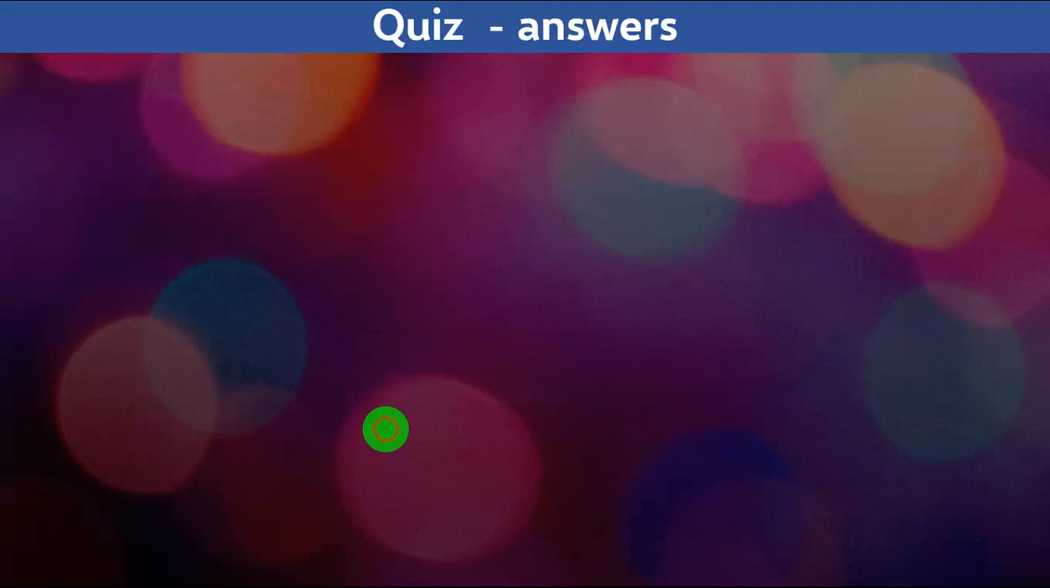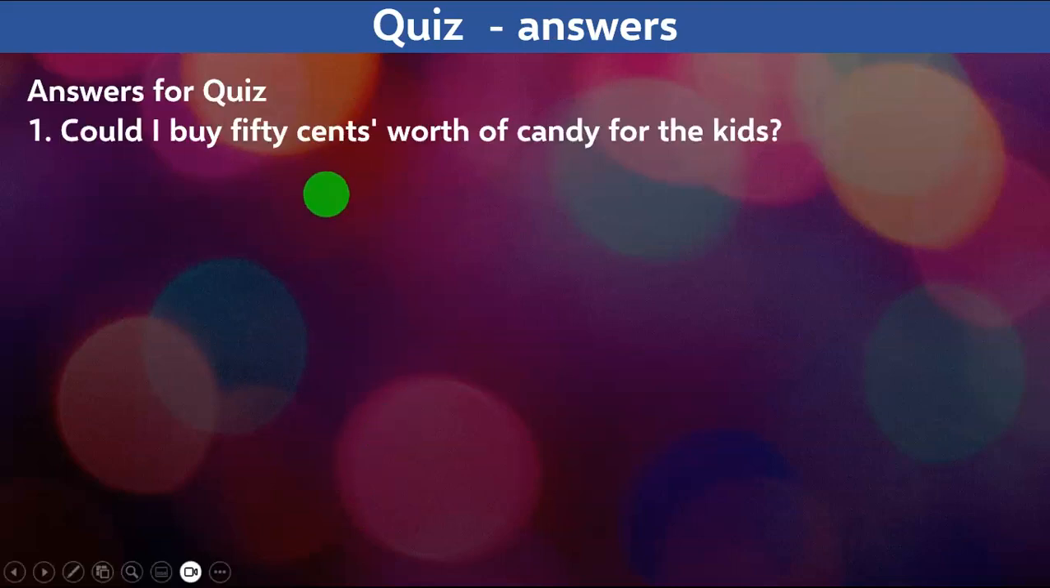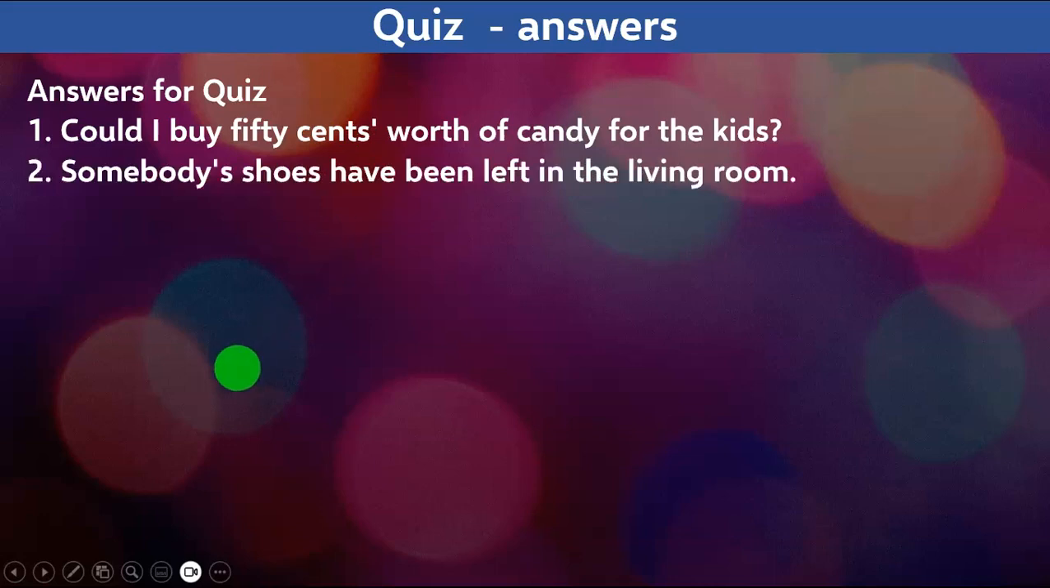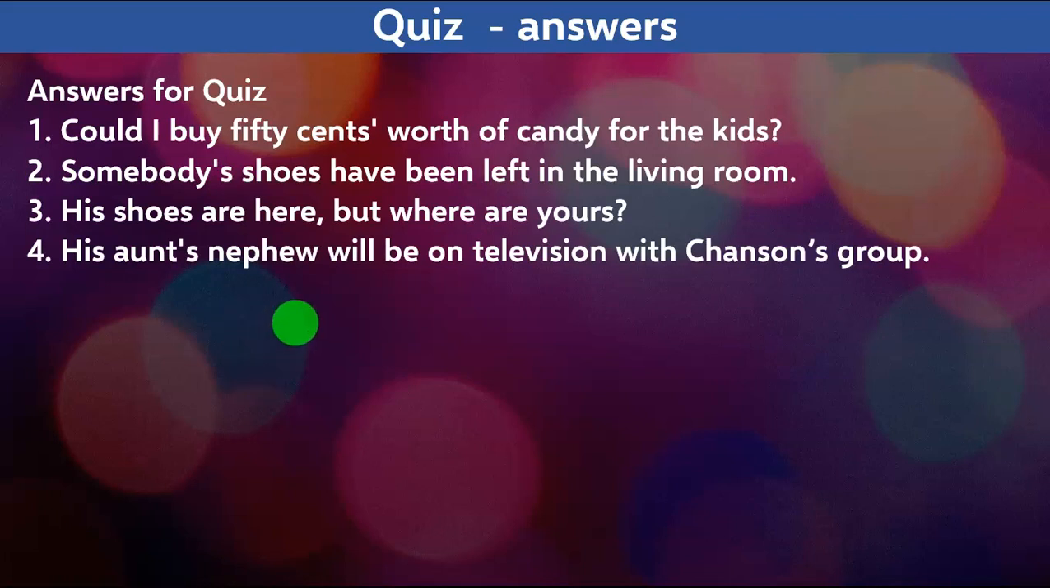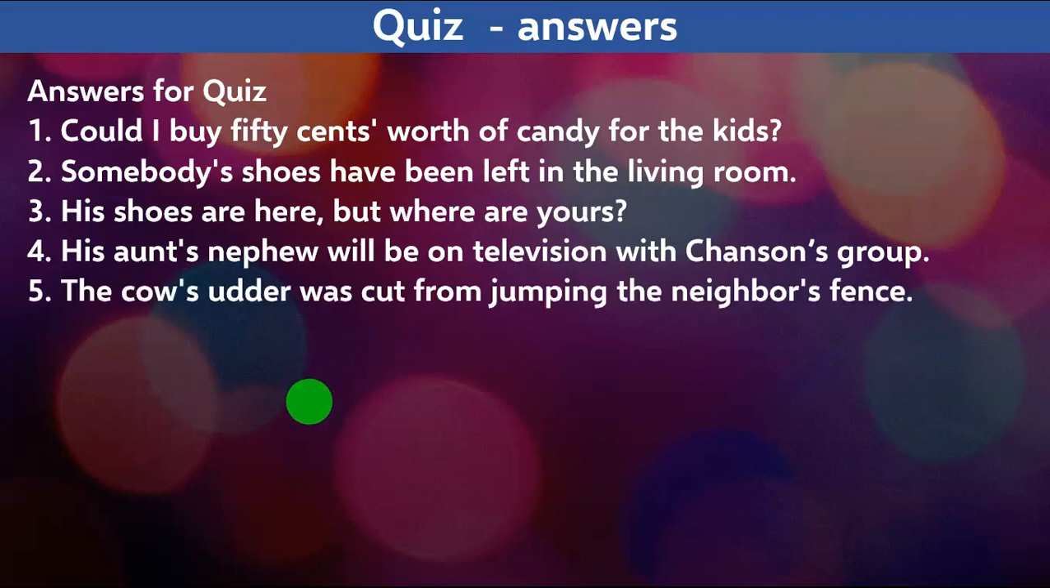All right, let us look at the answers to the final quiz. Could I buy 50 cents' worth of candy for the kids? Cents has an apostrophe. You remember rule 9? Number 2. Somebody's shoes have been left in the living room. Somebody, apostrophe s. I think this was rule number 6 or 7 if I'm not mistaken. Number 3. His shoes are here, but where are yours? Number 4. His aunt's nephew will be on television with Chanson's group. Number 5. The cow's udder was cut from jumping the neighbor's fence.